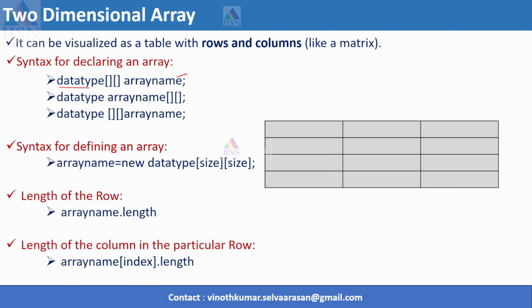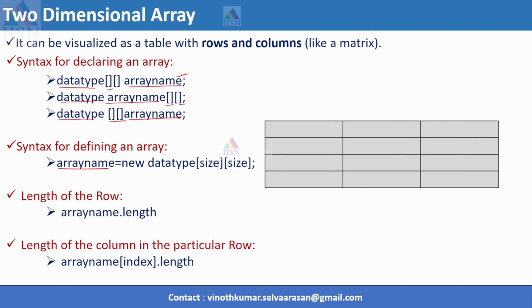First we mention the data type, then that should be followed by the array name with two square brackets. Or else, first we give the data type, then we give the array name, followed by two square brackets. Or else, we can write the data type followed by square brackets and then the array name. This is the way we declare and define an array.